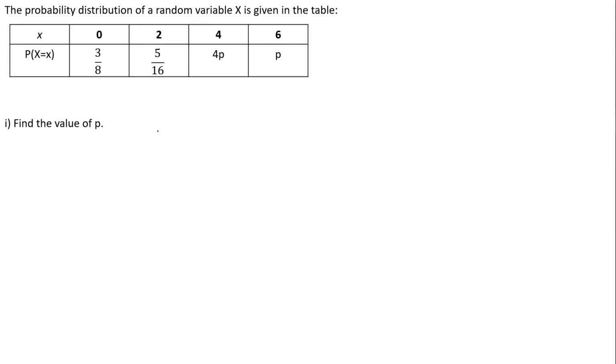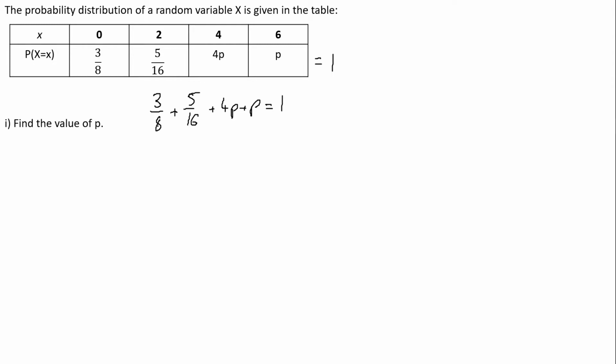So what we're going to do here is we have our probability distribution of a random variable x given in this table. We need to find the value of p. Now it says the probability distribution of all of them are given here, which means if we sum all these together, the probability is going to add up to 1. So we've got 3 on 8 plus 5 on 16 plus 4p plus p is equal to 1.